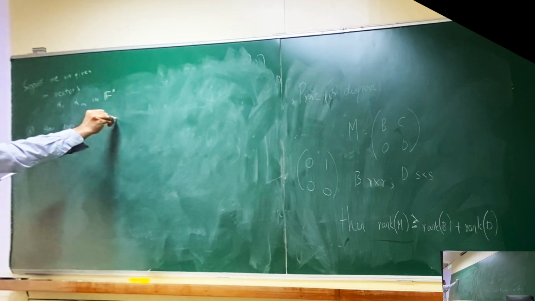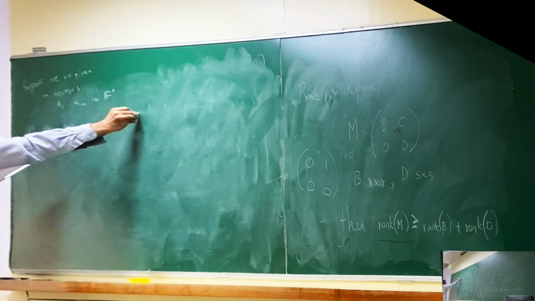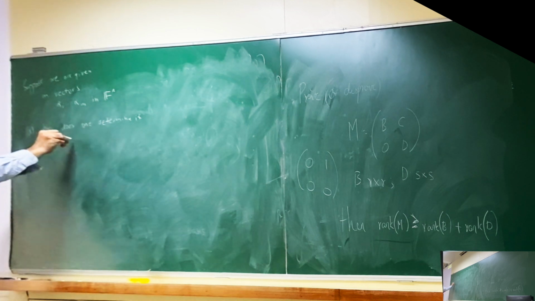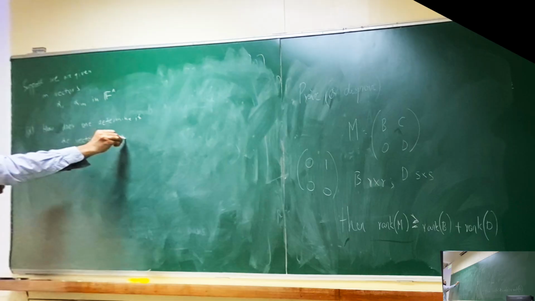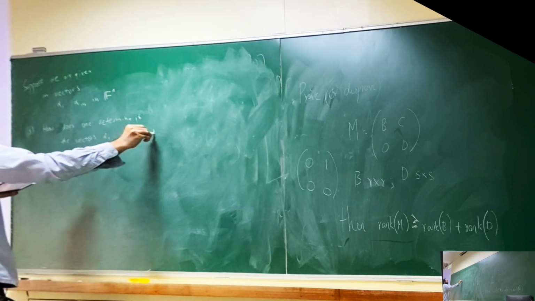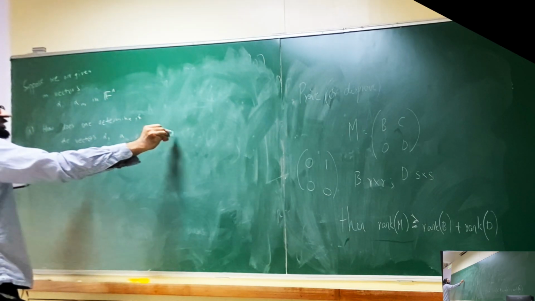Okay, so how does one determine if the vectors over alpha are linearly independent?